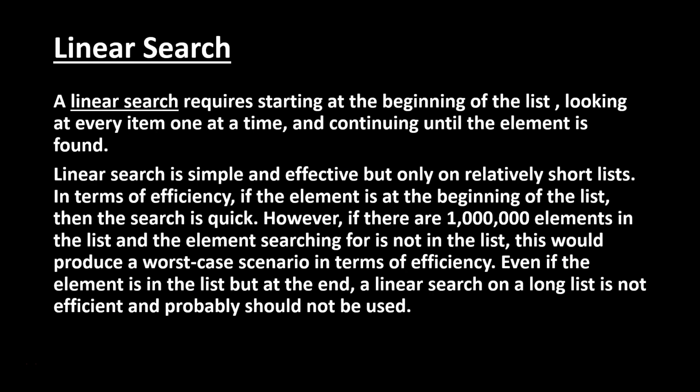So here's a definition for linear search. Linear search requires starting at the beginning of the list, looking at every single item one at a time and continuing until the element is found. Okay, this is easy, right? So you've got a list of 1, 2, 3, 4, 5. Okay, so we have those elements inside of the list. If I want to know if there's a 4 inside of that list, then I can just loop right through it, right? And then if the condition is true, we say yes.